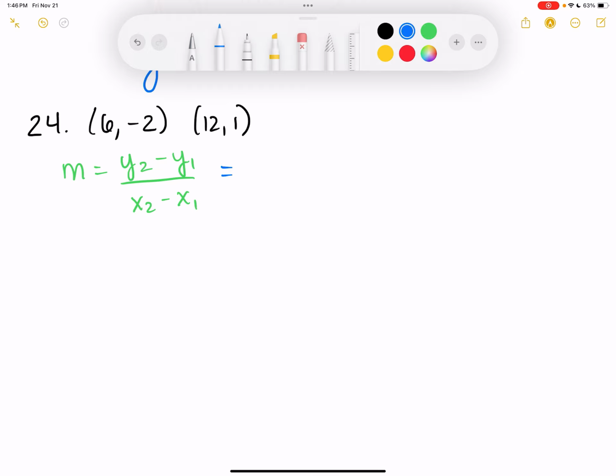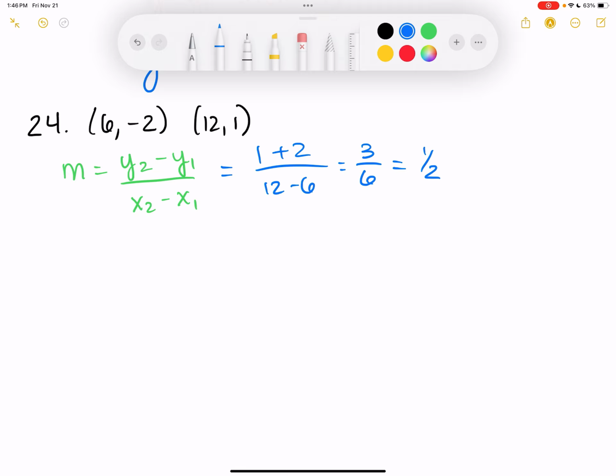So, m equals 1 plus 2 over 12 minus 6. And then that's going to be 3 over 6, or 1/2. Yep. All right, so now I have a slope, and I have 2 points. You could use either one. I can use either one, right? Because I showed you yesterday on the other ones that you're going to get the same thing either way.